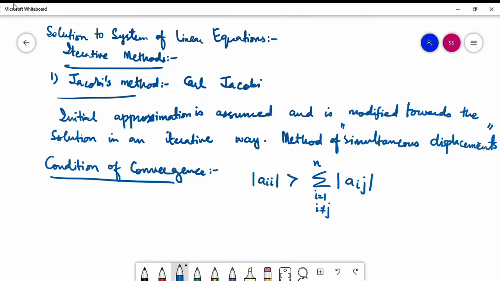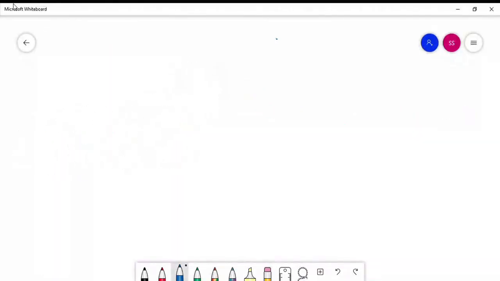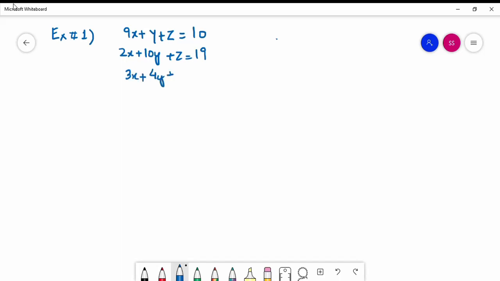So let's start with the example. Example number 1: 9x plus y plus z equals 10, 2x plus 10y plus z equals 19, and 3x plus 4y plus 11z equals 0. First we check whether this method can be applied or not. The coefficient matrix is 9, 1, 1; 2, 10, 1; and 3, 4, 11.